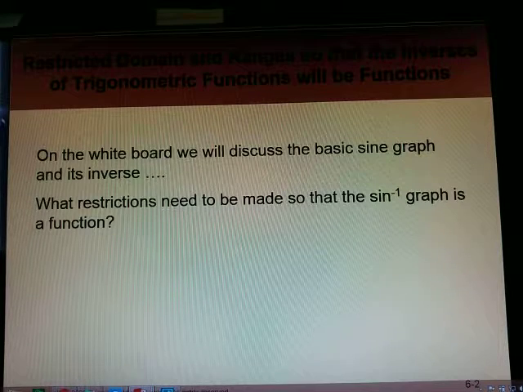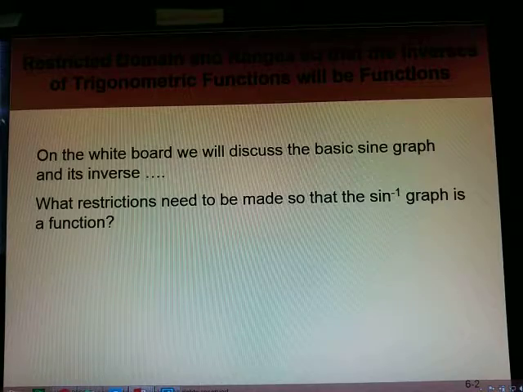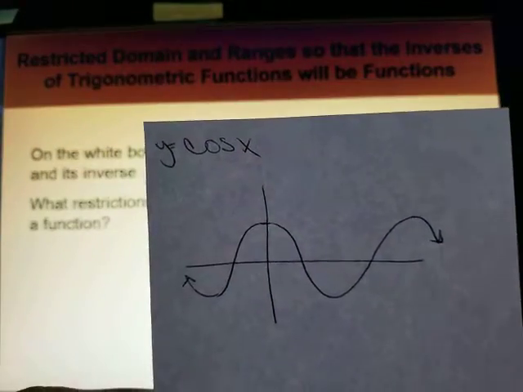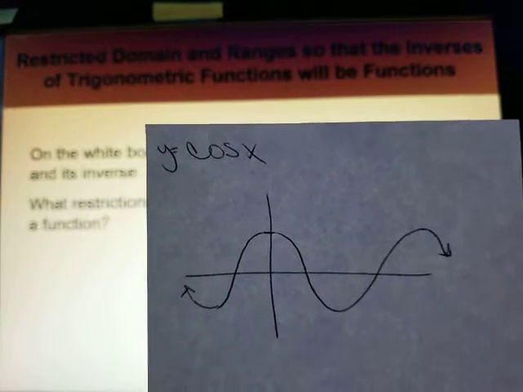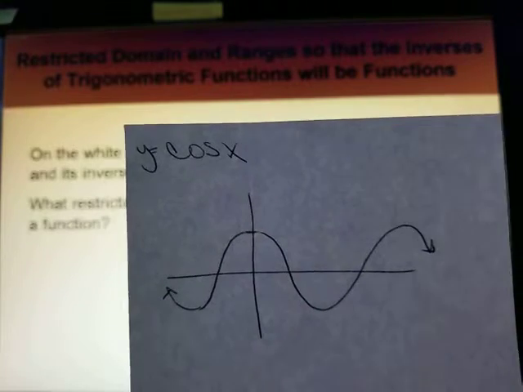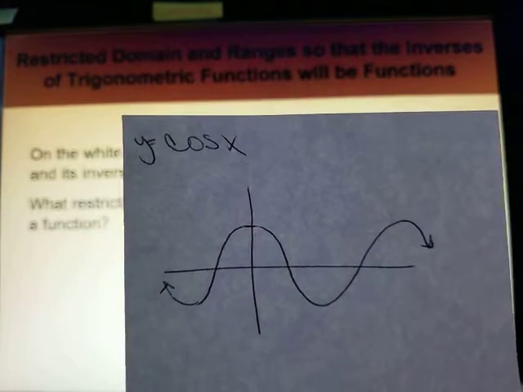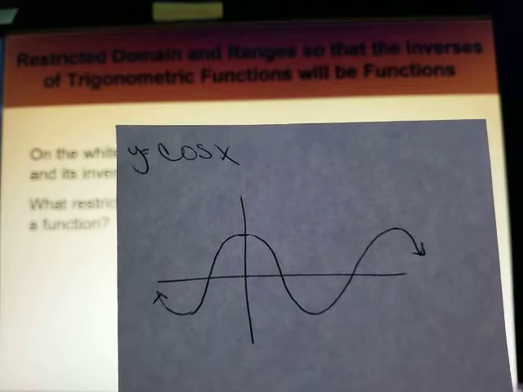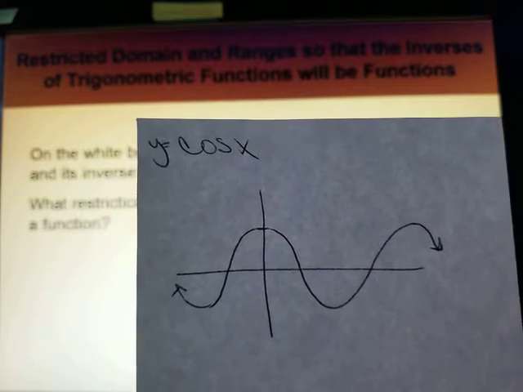In other words, I'd have to look at the original graphs, and I've got a cosine graph here for you. So if I'm looking at this original cosine graph, well, it is a function. All the x values are different. But it doesn't have an inverse because the inverse would not be a function. Remember, for it to have an inverse, it has to pass the horizontal and the vertical line test. It had to be 1-to-1.